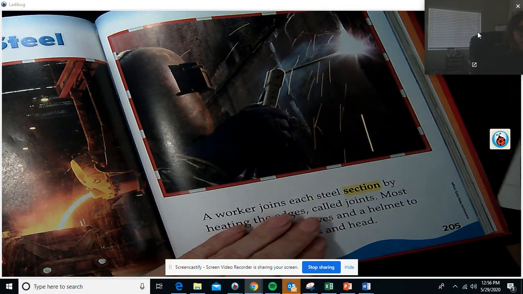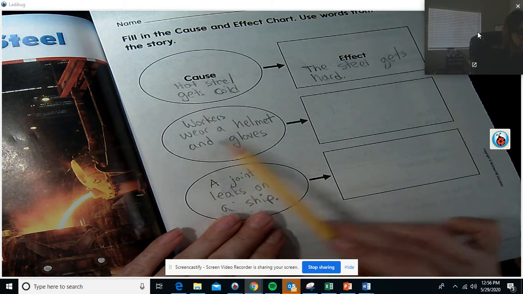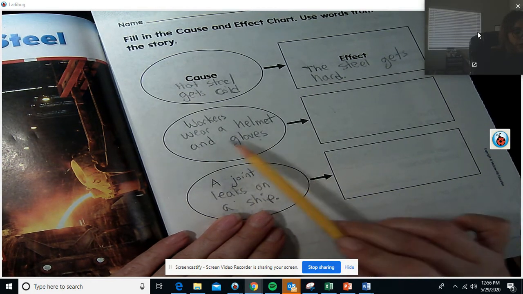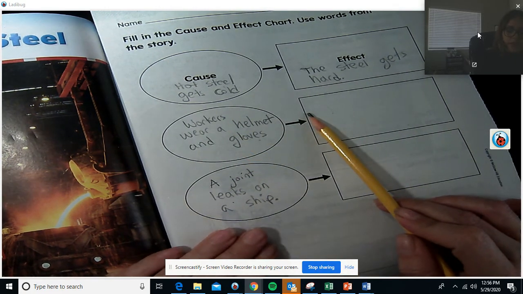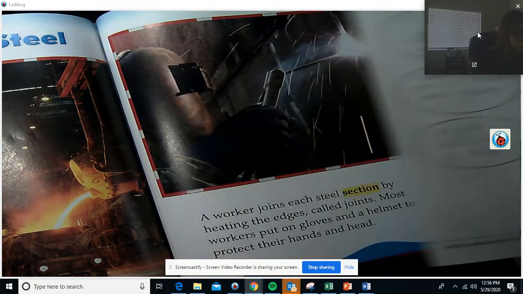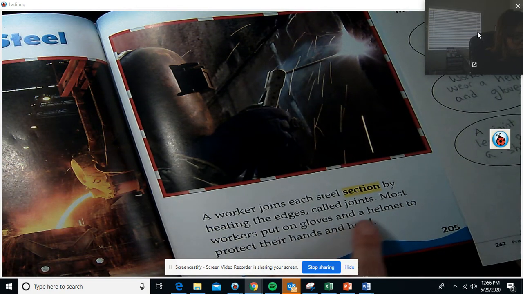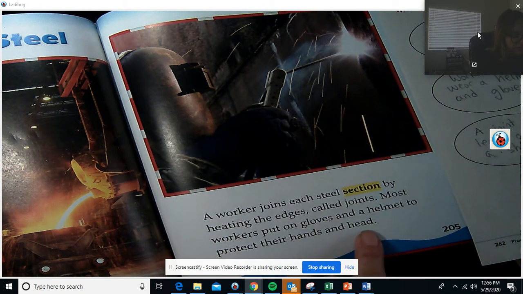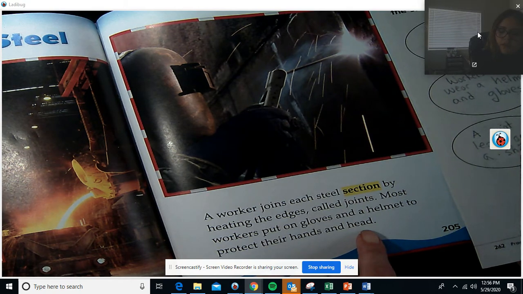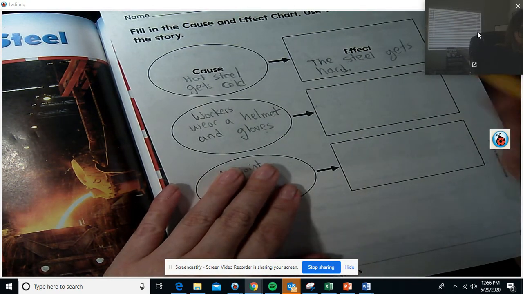That reminds me of our other cause. It says workers wear a helmet and gloves. What happens because of that? What's the effect? Workers wear a helmet and gloves. Why do they wear that? What happens to them? Most workers put on gloves and a helmet to protect their hands and head. They wear a helmet and gloves to protect.